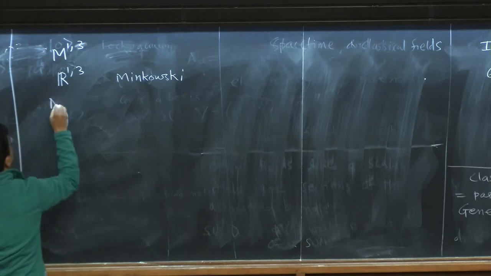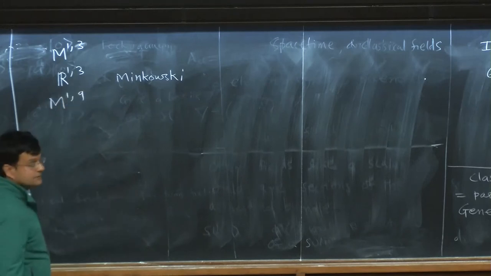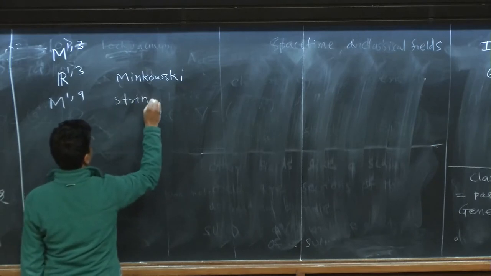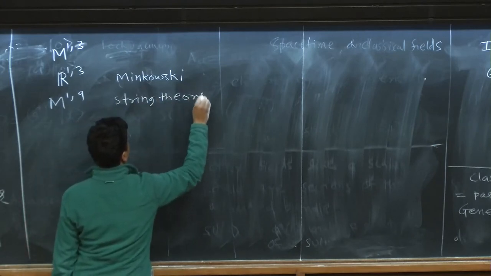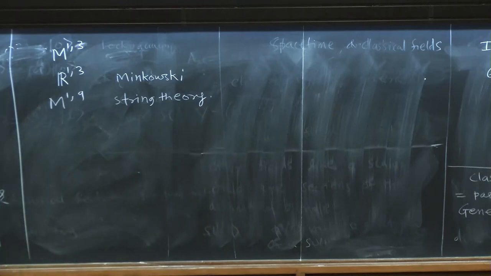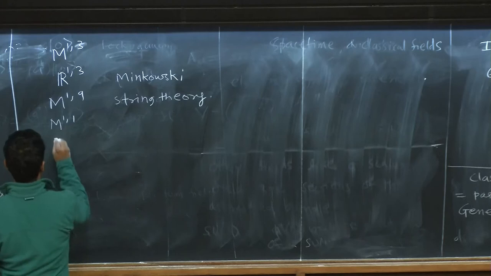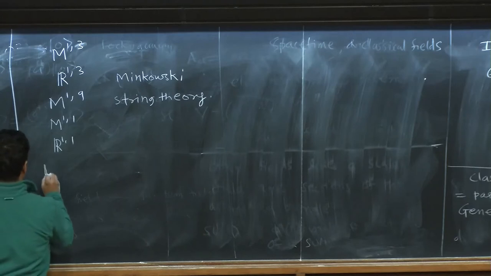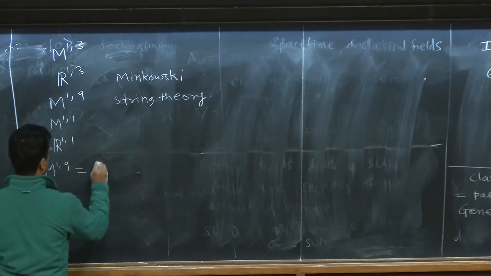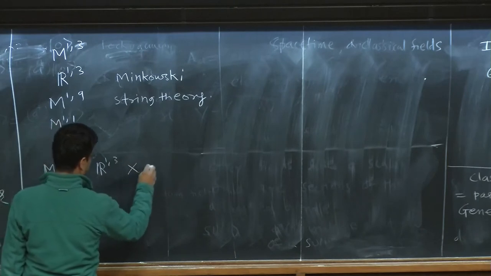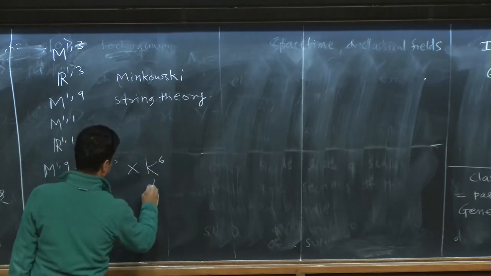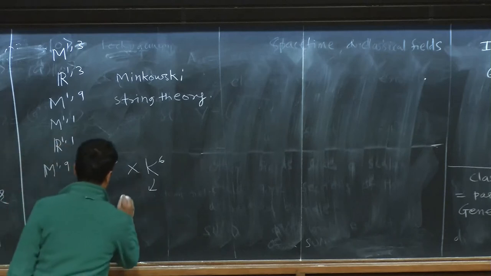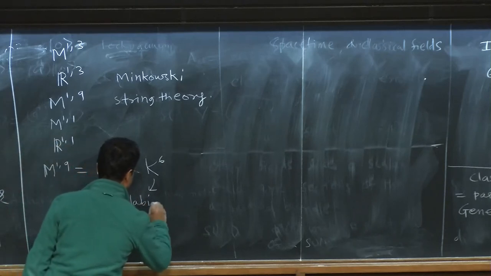Or it can be M1,9, which is what is required in string theory. Or you could consider M1,1, for example. You can consider any possibility, right? You can consider R1,1. Or you can consider M1,9, which is of a special form, R1,3 cross some 6-manifold. And again, in string theory, this 6-manifold is often taken to be a Calabi-Yau threefold, I mean, complex threefold.